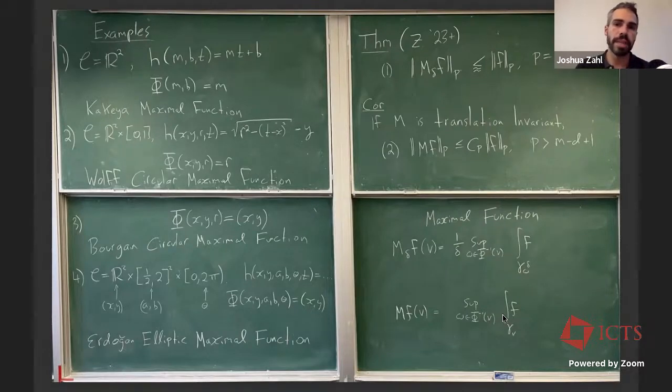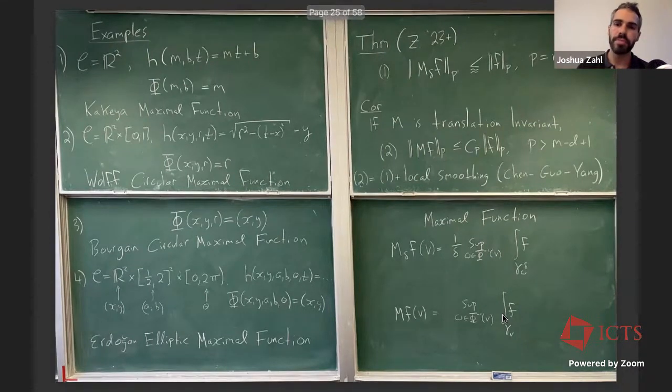I won't tell you what it means for M to be translation invariant, but I'll say that the examples we've seen, the Bourgain circular maximal operator and the elliptic maximal operator, are translation invariant. So this result applies to them. And how does this corollary work? Well, you take the first bound, equation 1, and you interpolate this with what's called a local smoothing estimate. And the relevant local smoothing estimate for this problem is due to Chen, Guo, and Yang. It's a recent result of theirs.